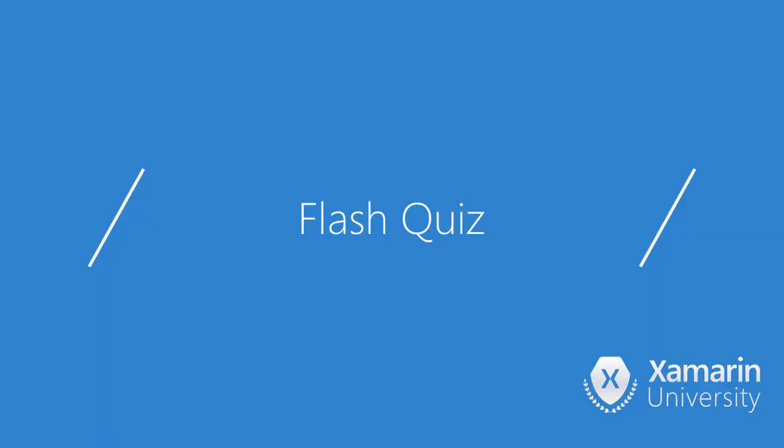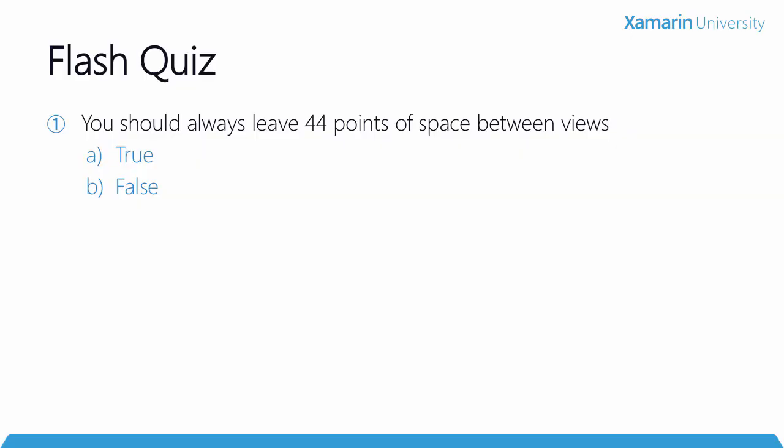It's time for a flash quiz, and we're going to use these questions to test our knowledge. So as I go through the questions, please feel free to pause the video and think about the answers before I reveal them to you. Now, question number 1. You should always leave 44 points of space between your views. Is this true or false?